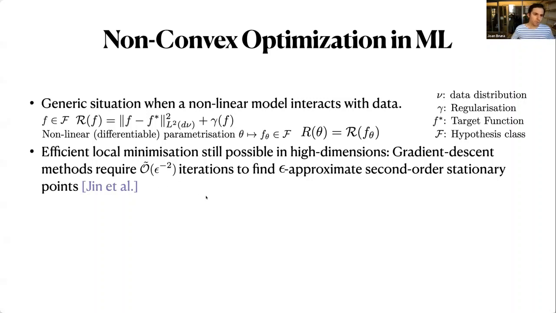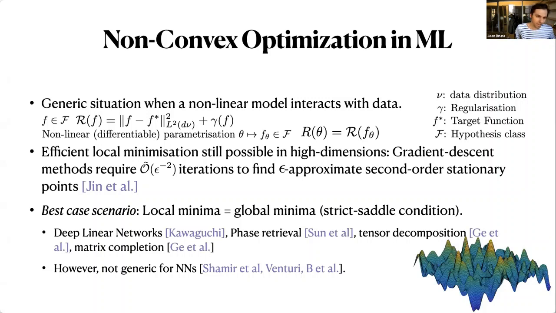The best case scenario, of course, if you hit the jackpot, is when you can claim that all the local minima of your problem are also global minima. This is also called the strict saddle condition. There are actually some examples where this has been shown to be successful, for example deep networks without activation function, phase retrieval, some problems in tensor decomposition, etc. But of course, that's not what you should expect in a generic case. Generically, you cannot expect to have this strict saddle condition when you train neural networks.